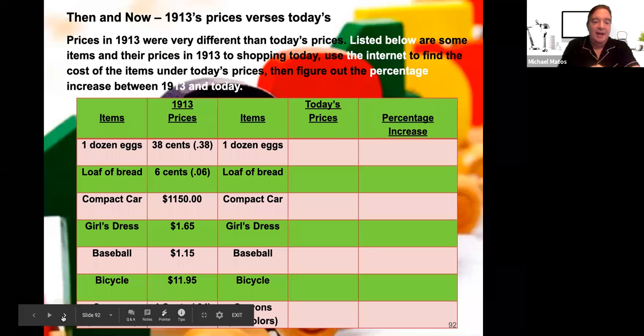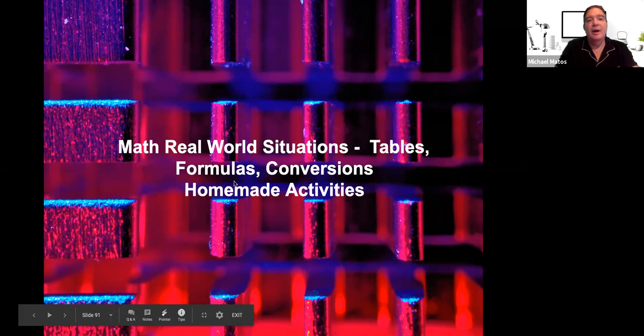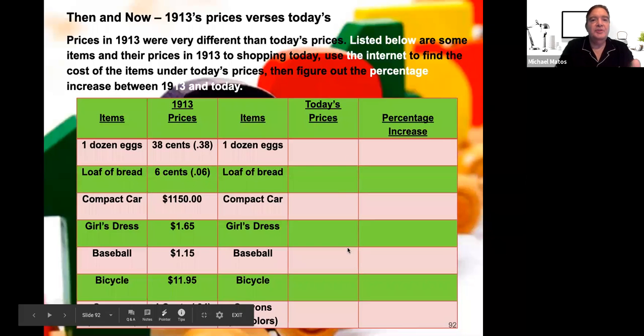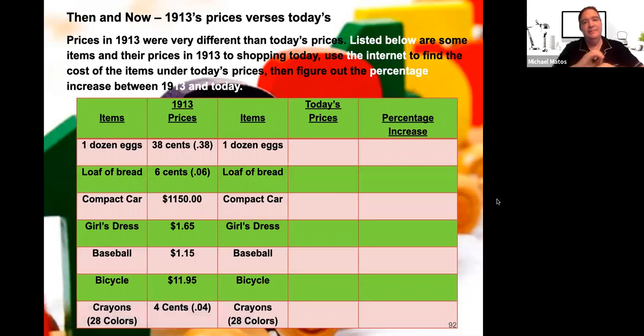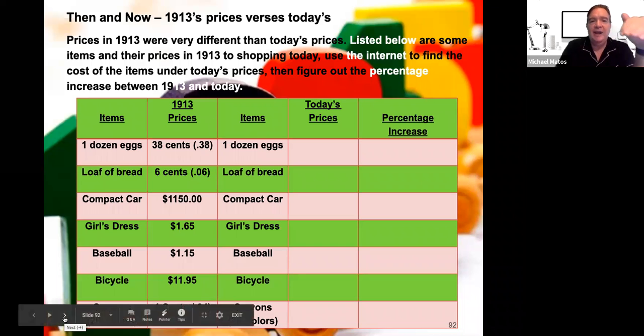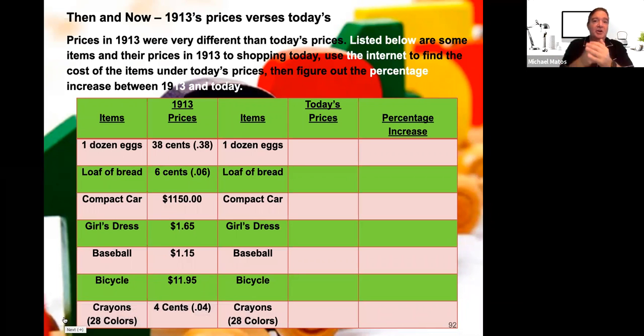And then for my last part here, which I think I have enough time for, just looking at some real world situations, times tables, formulas, conversions, and so on. This chart I created, once again, using my table, rows and columns, looking at today's prices, the percentage increases. And obviously, you can put anything in here. You can create a lot of internet activities where you're looking this stuff up on the internet, you're coming back with those new prices, and you're going ahead and doing the calculations.